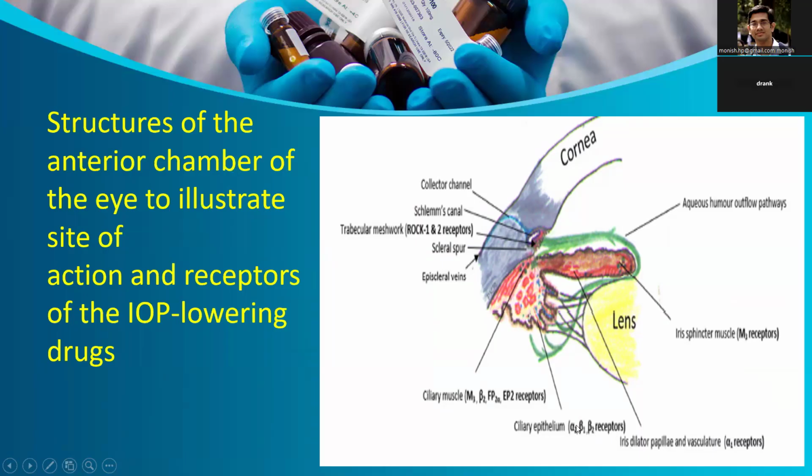So these alpha and beta receptors are mainly responsible for aqueous humor production. Then the iris sphincter muscle as well as the iris dilator muscles contain the muscarinic and the alpha receptors. And then there is trabecular meshwork, which contains the ROCK receptors. This is the newest addition, ROCK inhibitors or Rho kinase inhibitors, which we will be discussing in the recent advances in the pharmacotherapy of glaucoma.